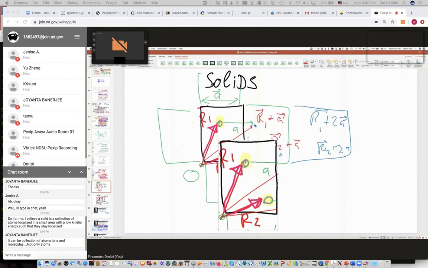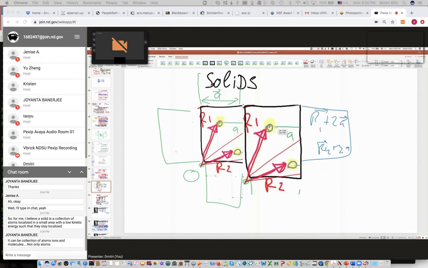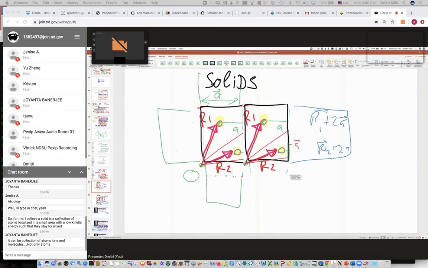So if I copy paste this black box, it will look absolutely equivalent to the first one. And these yellow atoms, so to say, will have the same coordinates in respect to the origin of the box as they had in the original box.